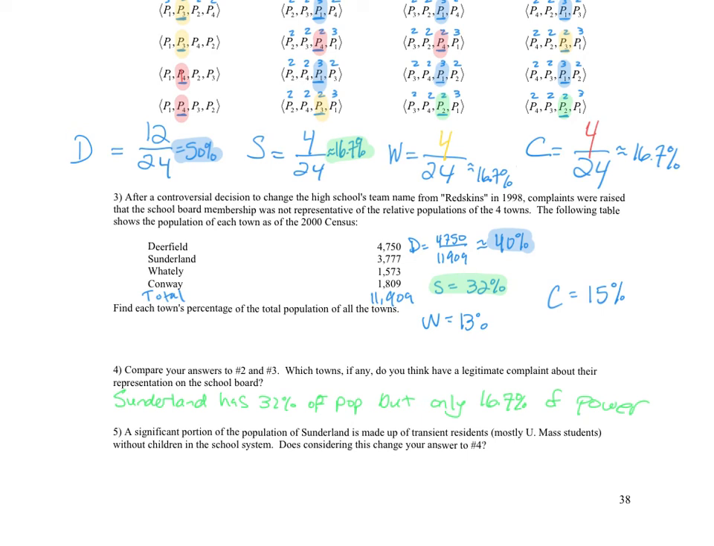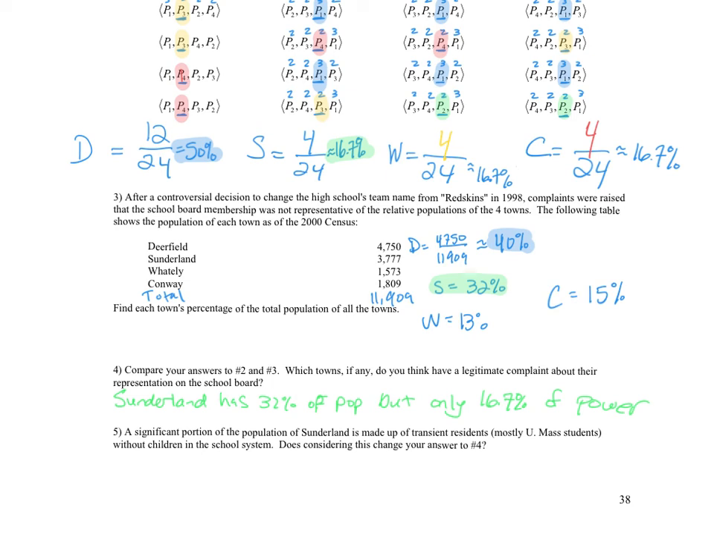However, a significant portion of the population of Sunderland is made up of transient residents, meaning non-permanent residents, mostly UMass students, without children in the school system. Does considering this change your answer to number 4, whether or not they have a complaint?